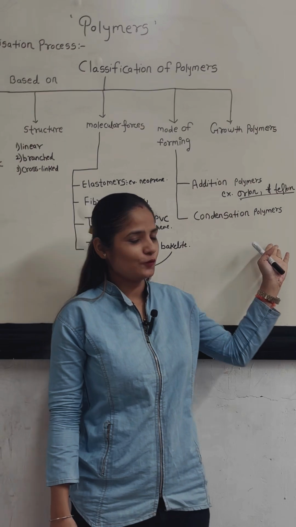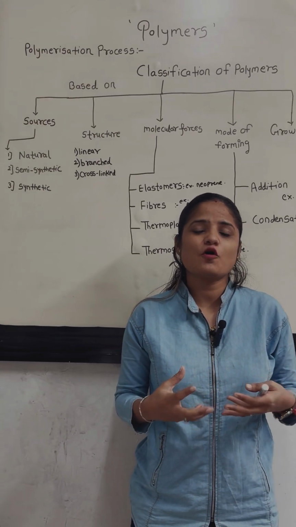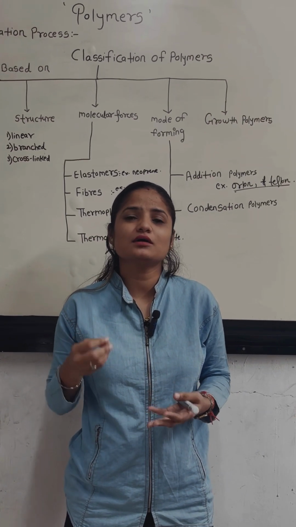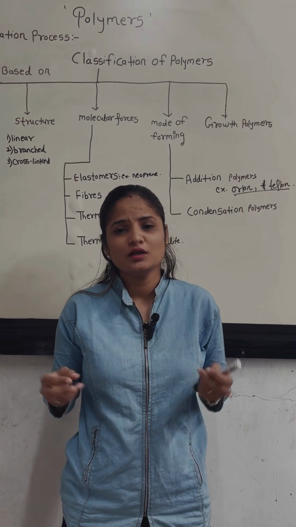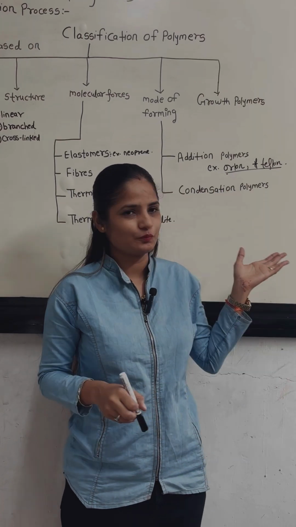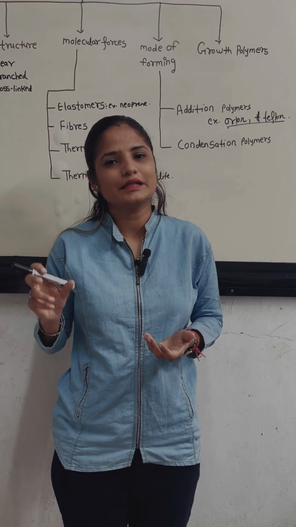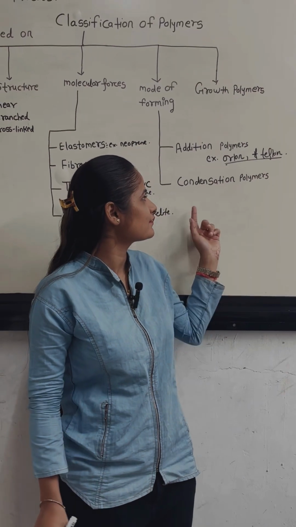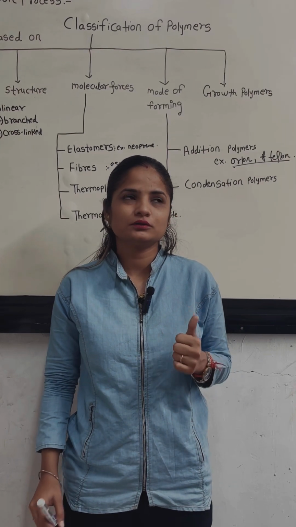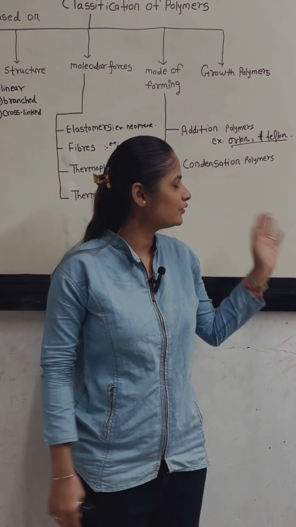Next are condensation polymers. When two or more monomers combine together and form a polymer by the elimination of small molecules like water or alcohol, that reaction is called condensation polymerization. They combine and a small molecule is removed. Examples are nylon and polyester.